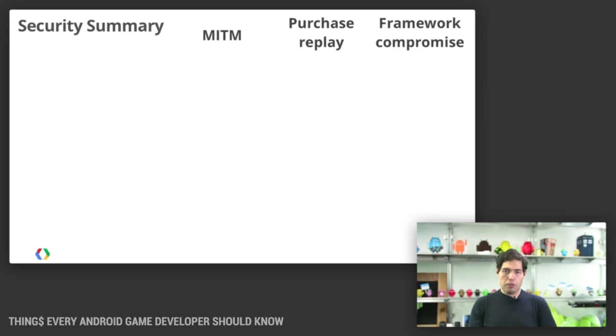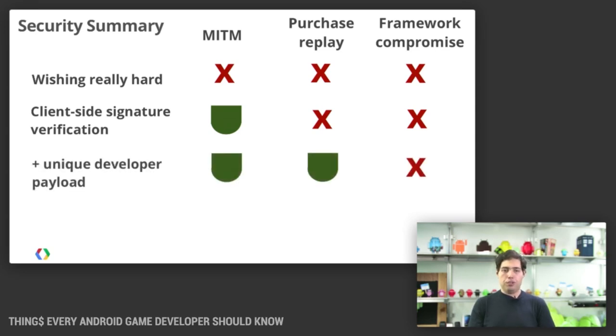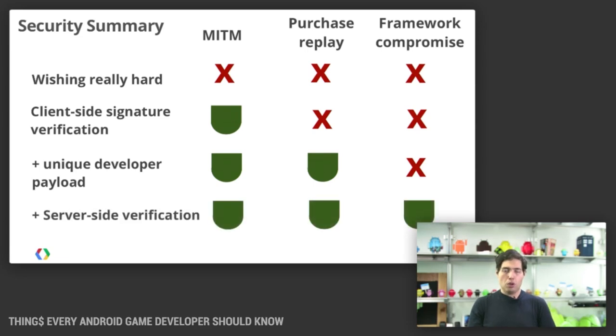So, just giving you a summary of the security methods that we presented. If you don't do anything, you're essentially a sitting duck, and anything can be used to exploit your application. If you do only client-side signature verification, you are protected against a man-in-the-middle attack, so it's going to be hard to replay purchases. If in addition to that you use the unique developer payload, then you're also going to be relatively protected against purchase replay attacks. If you add server-side verification to that, you're also going to be safe against a rarer form of attack, which is framework compromise.